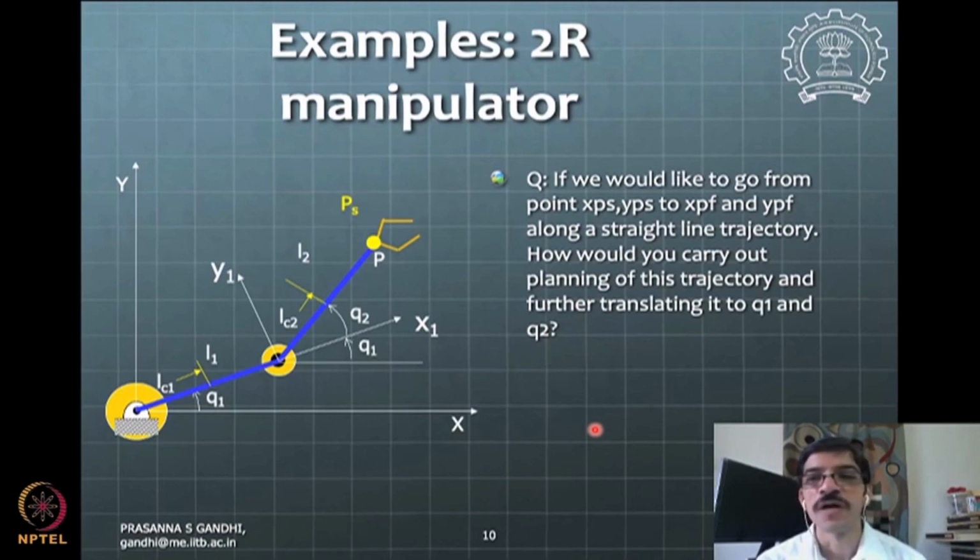Now say let us assume that I want to go from this initial position to the final position in some time t, or in say 5 seconds or something like that. Then how do I plan my trajectory? Can you think of what comes to your mind at this point? Just put it on paper, and then let's move on.